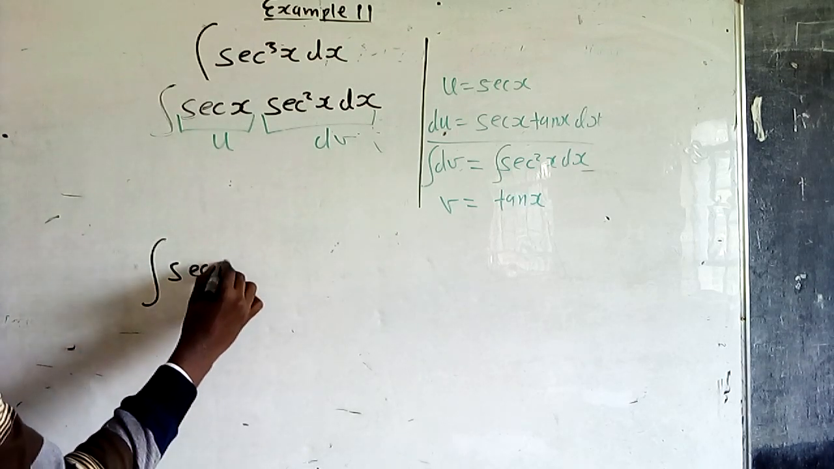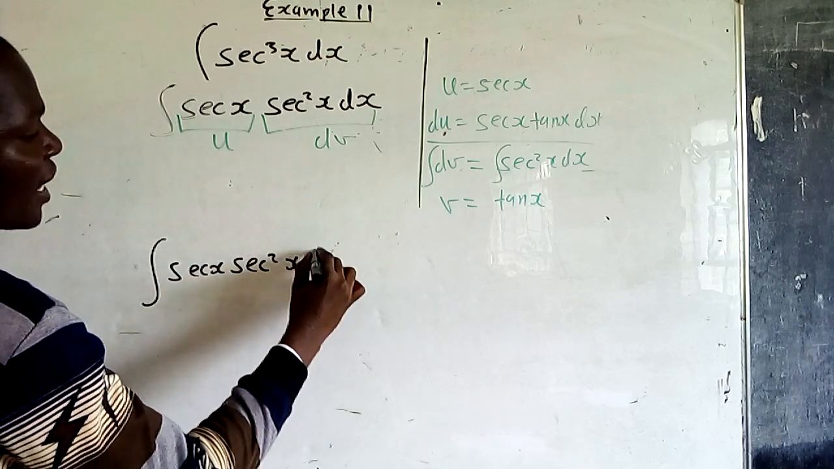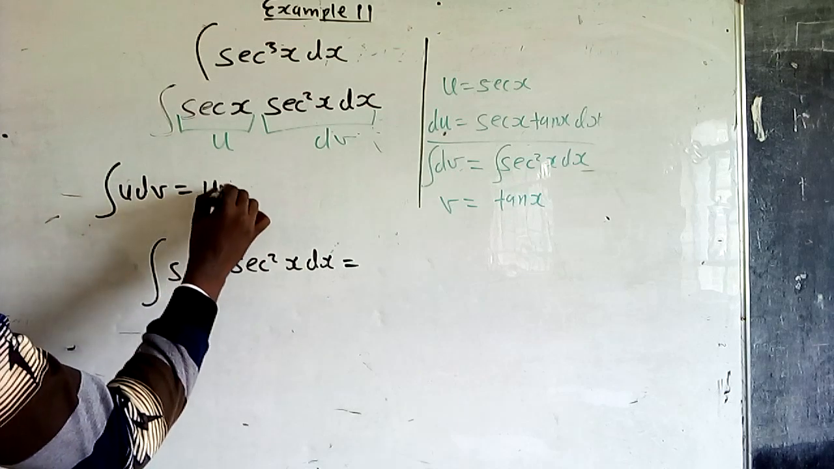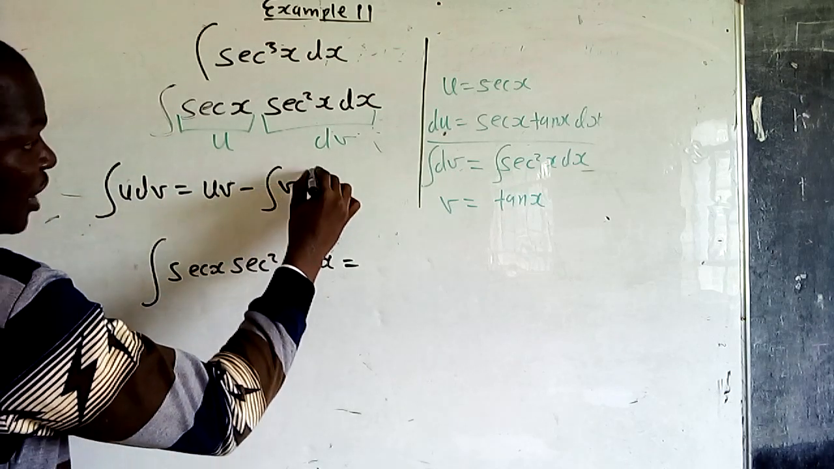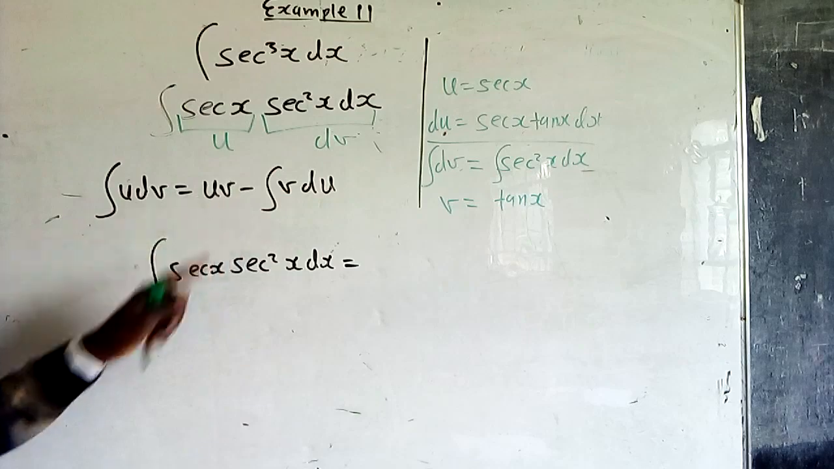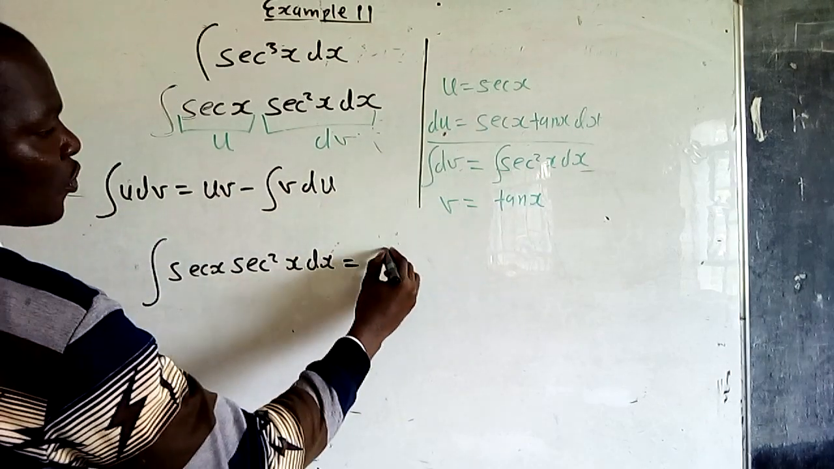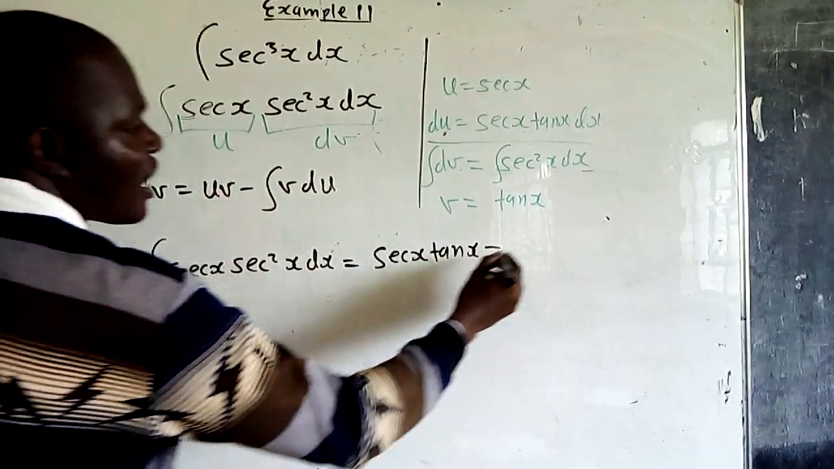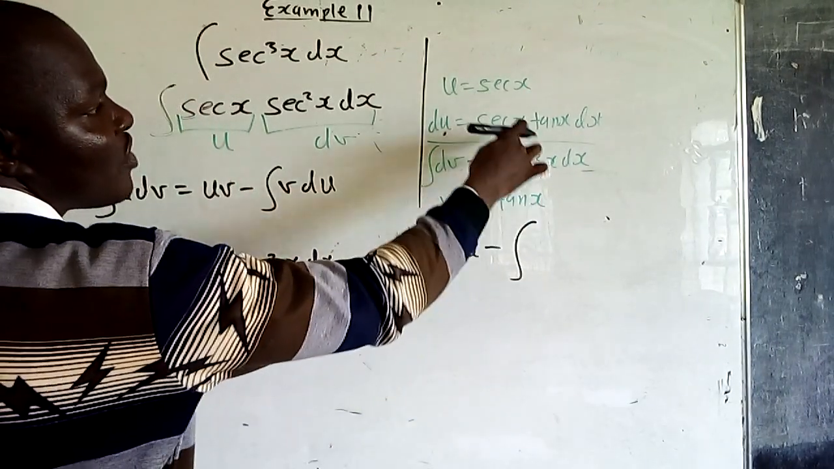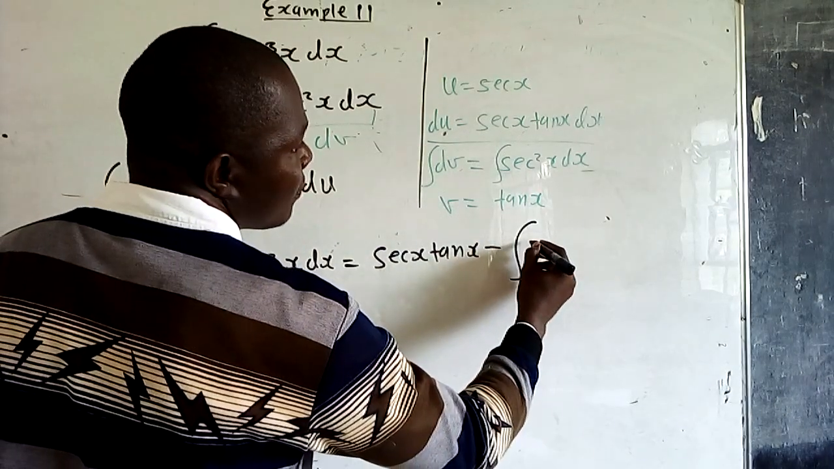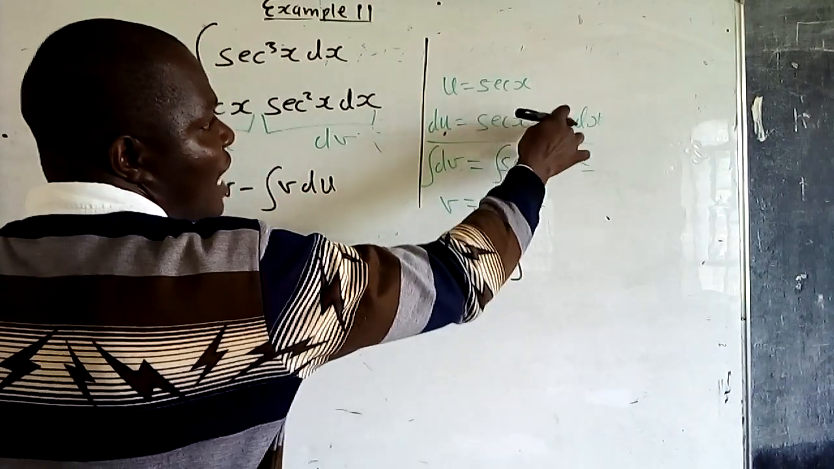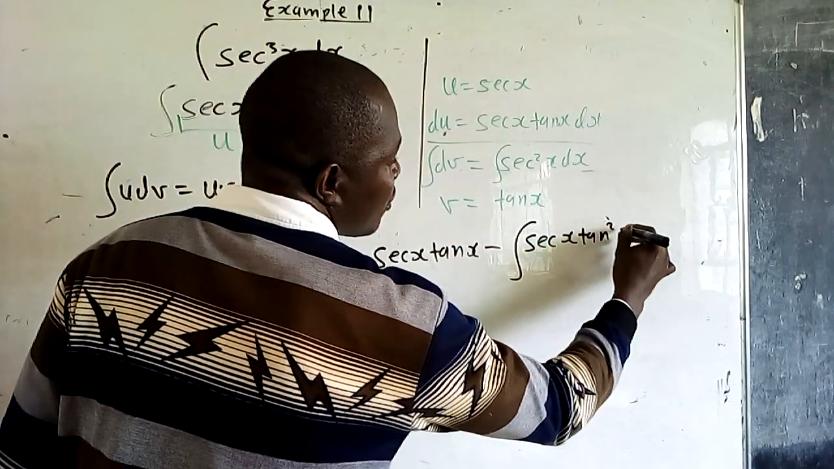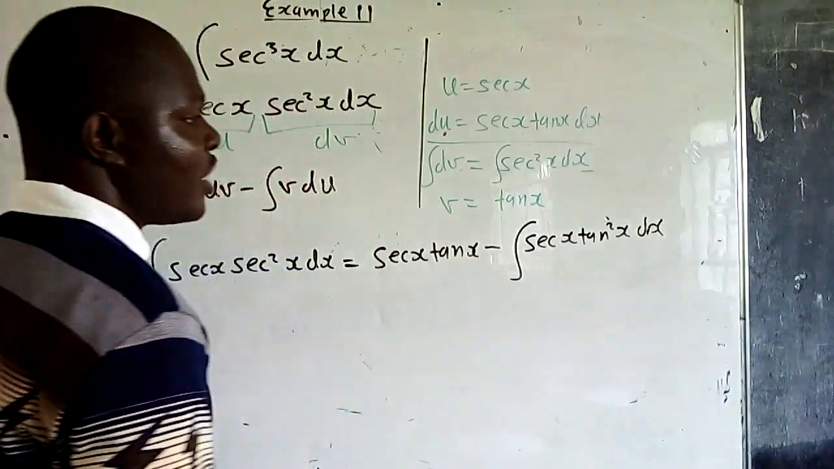We have the integral of sec x times sec squared x dx is equal to, when you have the integral of u dv, you're supposed to get uv minus the integral of v du. So what is uv? u is sec x, v is tan x, so you get sec x tan x. Then minus the integral of v du: v is tan x, du is sec x tan x dx. So that is the integral of sec x tan squared x dx, isn't it?